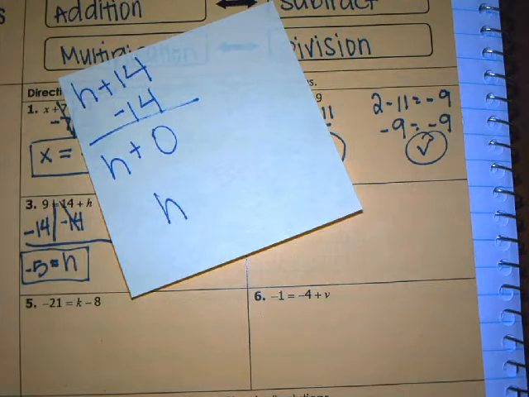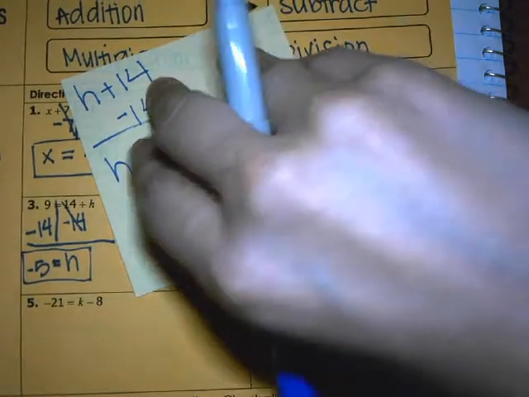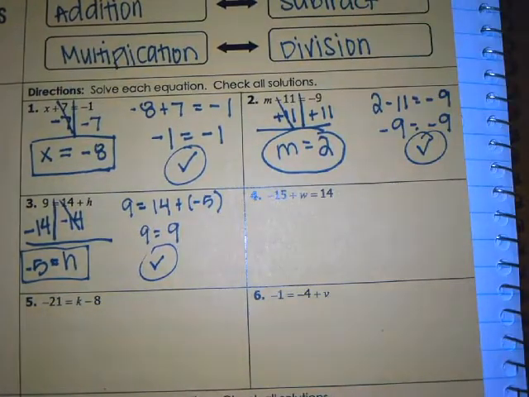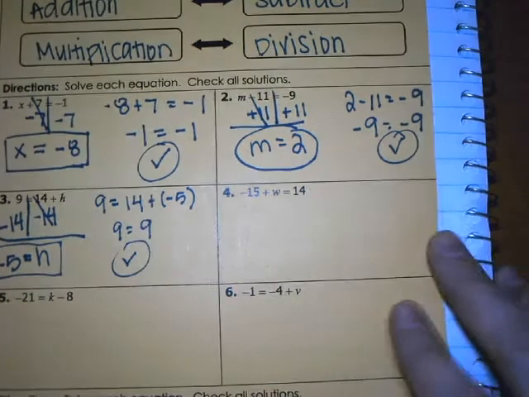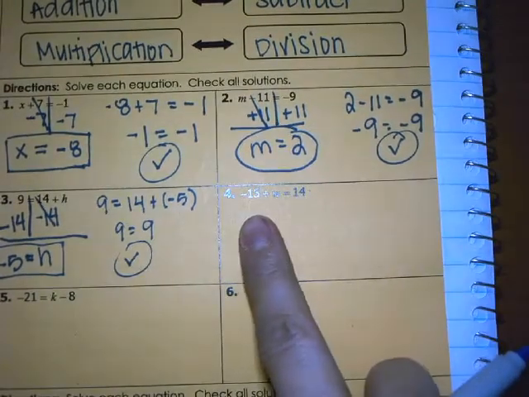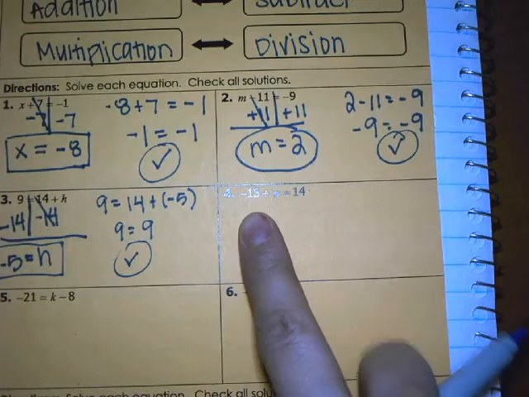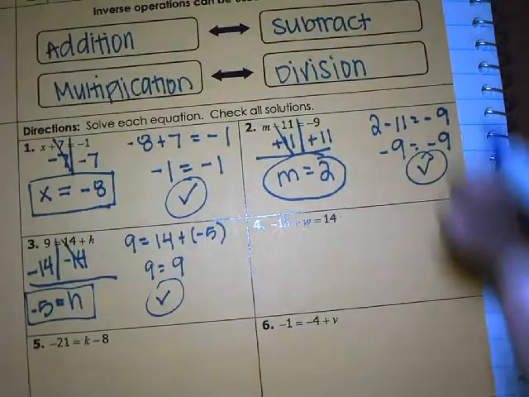It's always the number on the side with the variable. Because you always want to get the variable by itself, and in order to get the variable by itself, it's always the number that is next to the variable. So when we look at number 4, this is why I say this is tricky, right, guys?